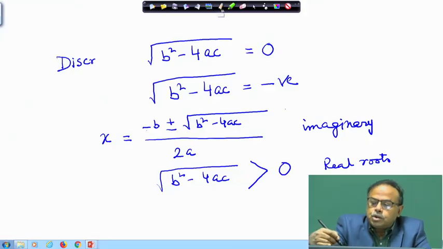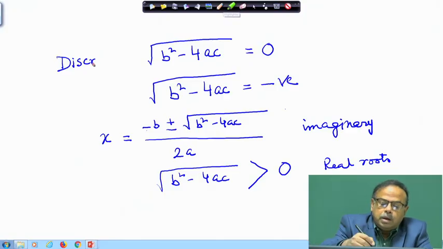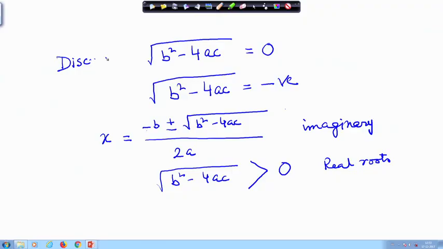I write it for short DISC as the discriminant, because that is what is telling me, discriminating between the roots, DISC. Okay. So, whenever I refer to discriminant, that means I am talking of b square minus 4ac.